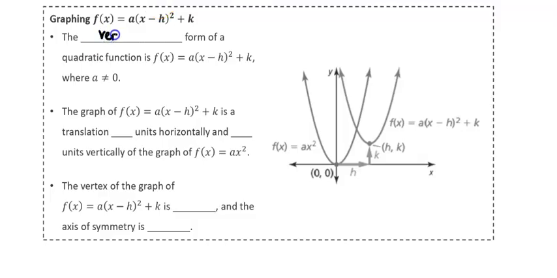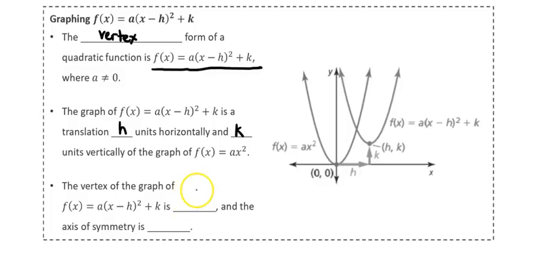All right, so vertex form of a quadratic function is this: f of x equals a times x minus h squared plus k. So this is vertex form. So in here you have this h. This h moves the graph horizontally, like left or right. And then out here you have this plus k. The k moves the graph vertically, meaning up or down.